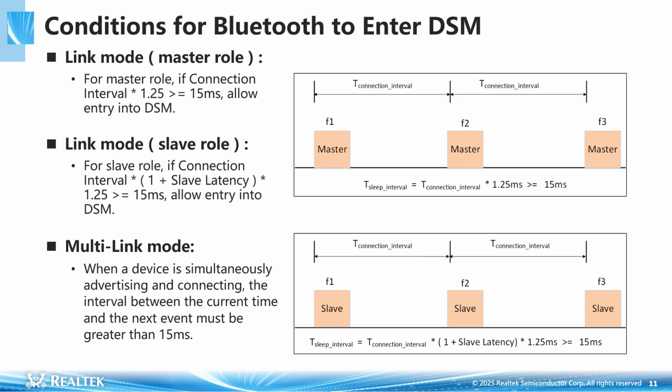In link mode, for master role, if the connection interval times 1.25 is greater than or equal to 15 milliseconds, entry into DSM is allowed. For slave role, if the connection interval times (1 plus slave latency) times 1.25 is greater than or equal to 15 milliseconds, entry into DSM is allowed. In multi-link mode, when a device is simultaneously advertising and connecting, the interval between the current time and the next event must be greater than 15 milliseconds to allow entry into DSM.